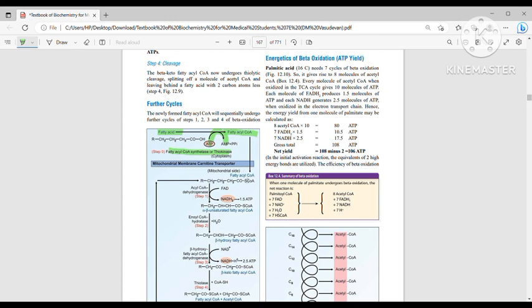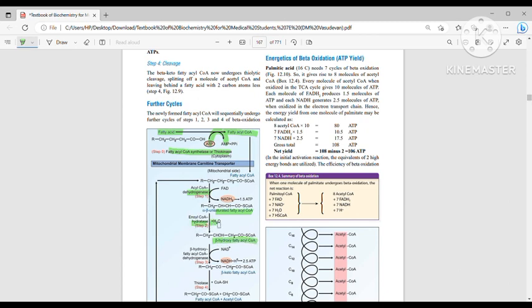This transported fatty acyl coenzyme A is converted to alpha-beta unsaturated fatty acyl coenzyme A by the enzyme acyl coenzyme A dehydrogenase. Here FAD is used, which is converted to FADH2, which gives 1.5 ATP through the electron transport chain. Now this alpha-beta unsaturated fatty acyl coenzyme A is converted to beta-hydroxy fatty acyl coenzyme A, and the hydratase enzyme is used here.